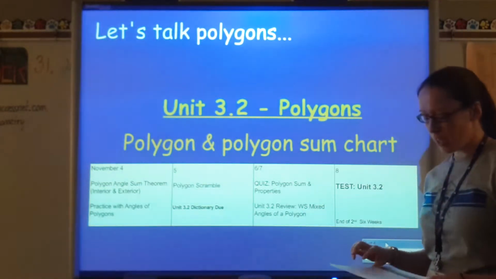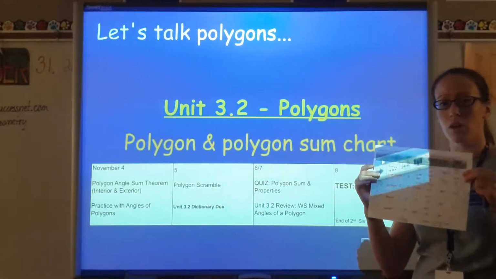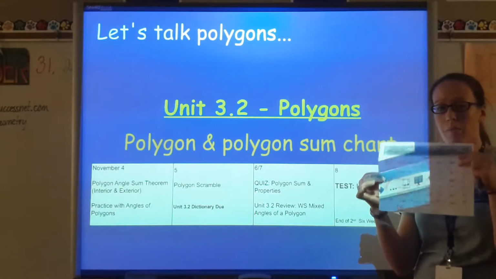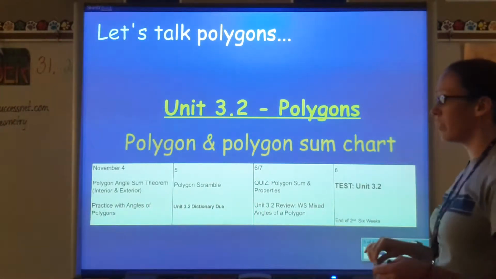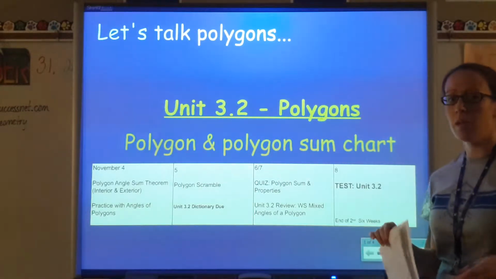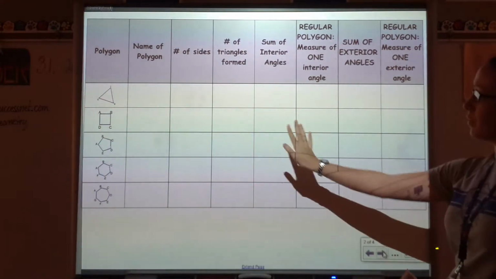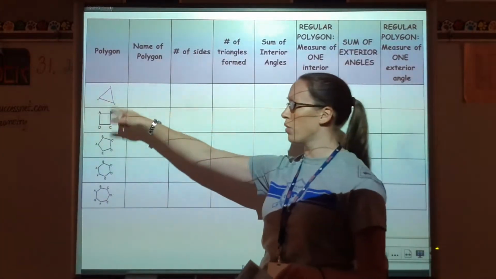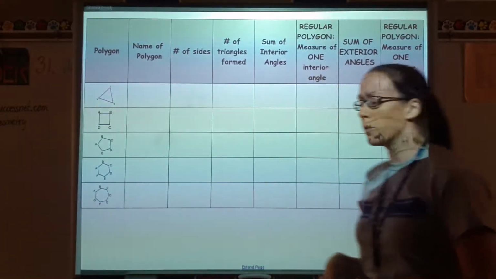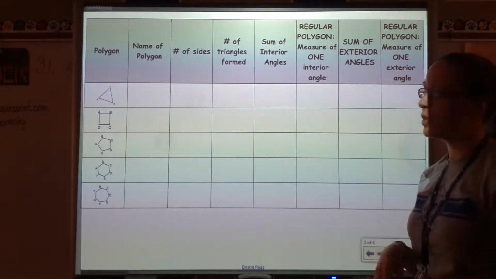Okay? From the sub, you should have received a chart-like worksheet that is a front and back. If you need to pause the video so the sub can pass that out at this time, go ahead and do that. Here we go. This is the front side of that paper. You'll notice it starts off with the triangle, so make sure you're on the right side with me. And here's what we're going to be talking about today.